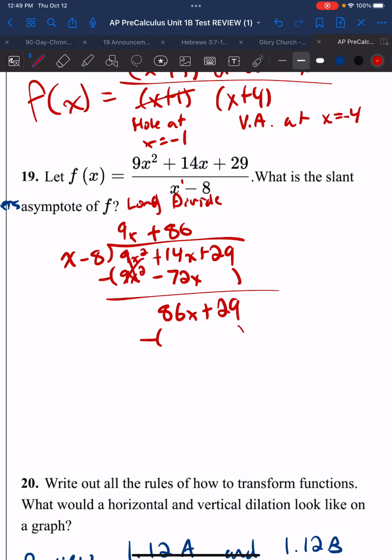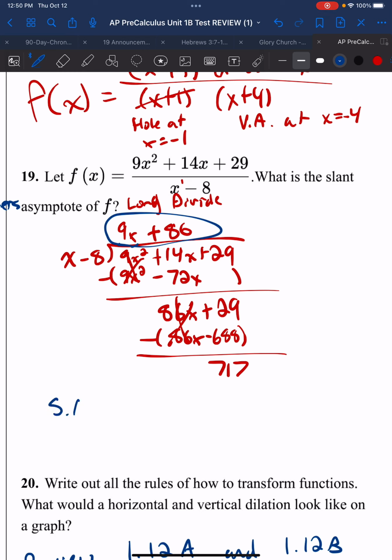86. And then I'm going to multiply 86 by both of these. And then it's going to give me 86x. I do not feel like doing 86 by 8 in my head. So let's see, -8 times 86 gives me minus 688. These will cancel out, and I've got 29 minus a negative 688, which is going to give me 717. And remember here, the denominator doesn't matter. All that I care about is the quotient. So I've got a slant asymptote at y equals 9x plus 86.